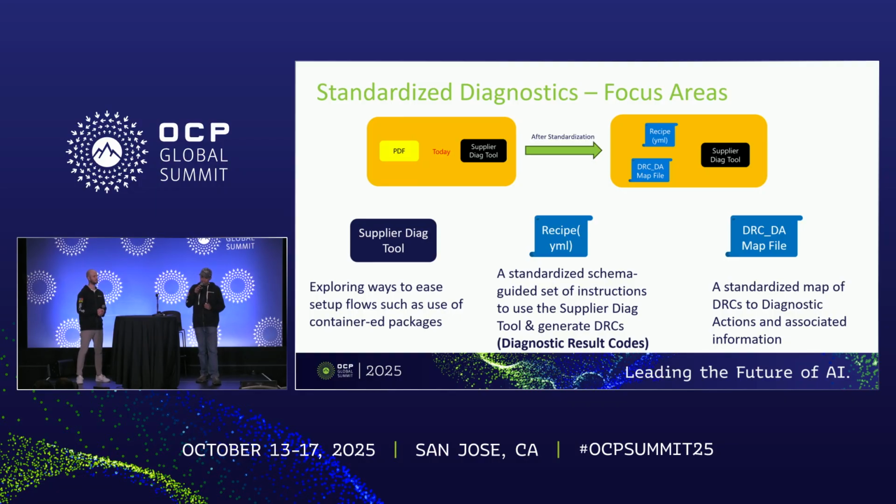The other piece of the puzzle is what we like to call the recipe. Now, this recipe, imagine this just to be a standardized schema-guided set of instructions, which tell you how to use the supplier diag tool and also generate what we like to call the diagnostic result codes, which are basically the error codes.